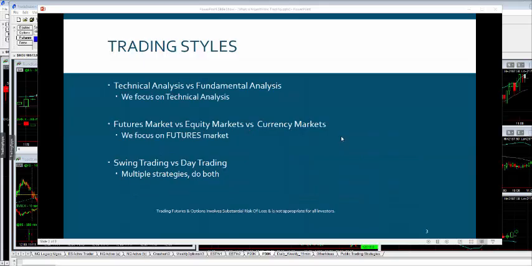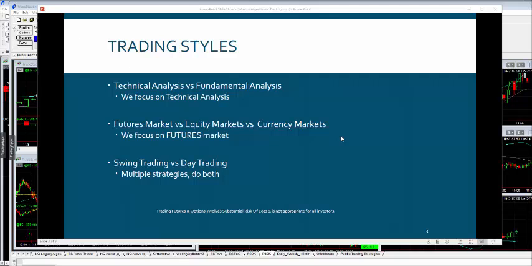Okay, so as most of you are aware, there's many different trading styles. You have technical analysis versus fundamental analysis. Algorithmic trading focuses on technical analysis primarily. Fundamental analysis would be more in line with looking at profit loss statements of companies, economic reports, and then placing trades based on that data. Technical analysis is more mathematical in nature. It's looking at price action, volume, things like that.